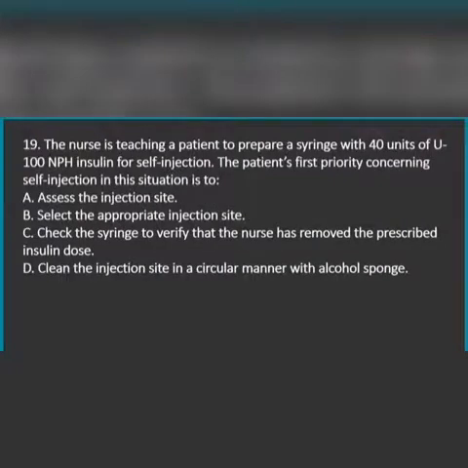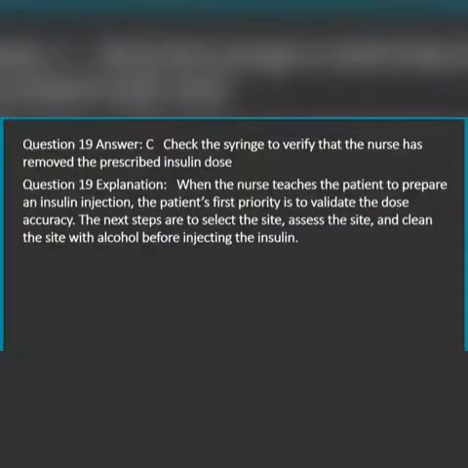Question 19. The nurse is teaching a patient to prepare a syringe with 40 units of U-100 NPH insulin for self-injection. The patient's first priority concerning self-injection in this situation is to: A. Assess the injection site. B. Select the appropriate injection site. C. Check the syringe to verify that the nurse has removed the prescribed insulin dose. D. Clean the injection site in a circular manner with alcohol sponge. Question 19. Answer: C. Check the syringe to verify that the nurse has removed the prescribed insulin dose.